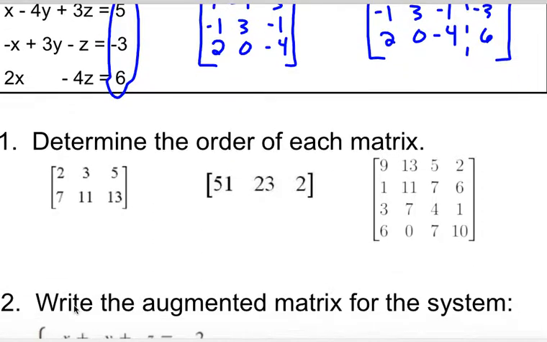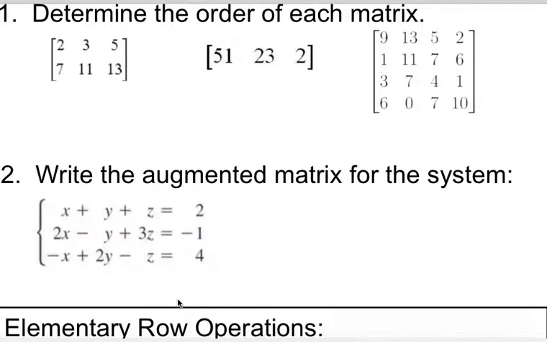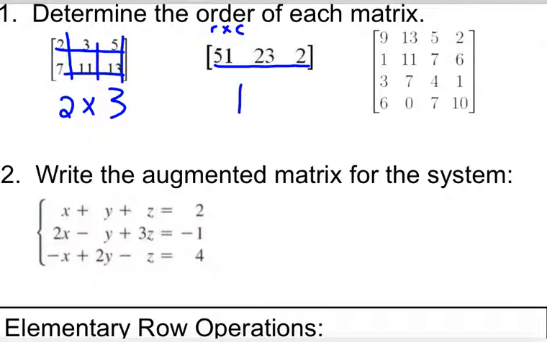So taking a look at some of our first examples, we want to know the order of each of these matrices. So remember, order is the rows by columns. So this matrix has 2 rows and 3 columns. So this is a 2 by 3 matrix. This matrix has 1 row and 3 columns, 1, 2, 3. So this is a 1 by 3. And over here we have 4 rows and 4 columns, so a 4 by 4 matrix.